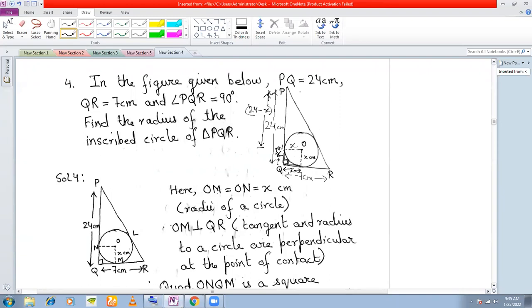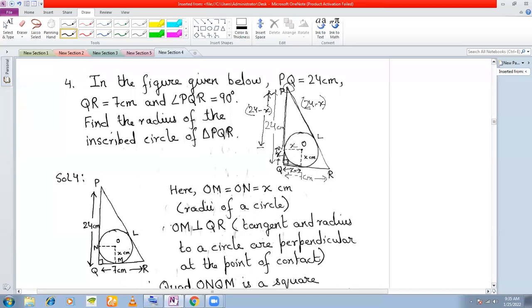Now, if you consider P to be the external point from which I am drawing two tangents to the circle, then if I call this point as L, what is the length of PL? It is also 24 minus x, because the lengths of the tangents drawn from an external point to a circle are equal. So if PN is 24 minus x, PL will also be 24 minus x, right?